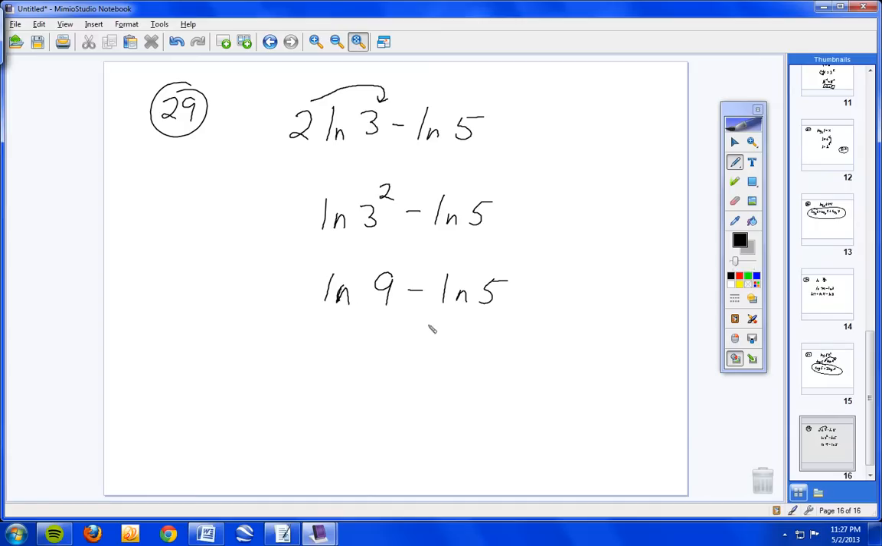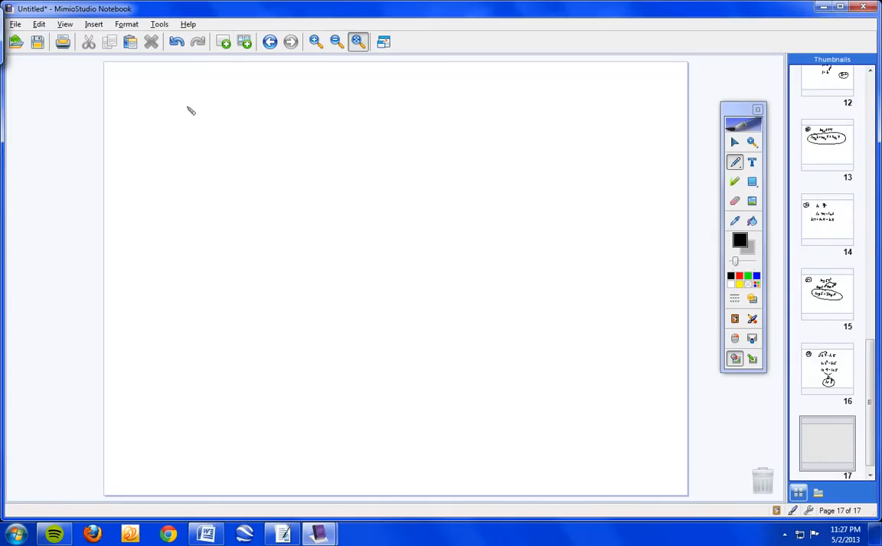Now, when two logarithms are being subtracted like this, you can put them together with one log. Aren't these two logarithms, natural log 9 and natural log 5, being subtracted? Sure they are. Whenever two logarithms are being subtracted, you can write them as one log as long as you divide their arguments. So, one argument is 9, it goes here. The other argument is 5, it goes here. So there we go. Let's try another one, number 31.